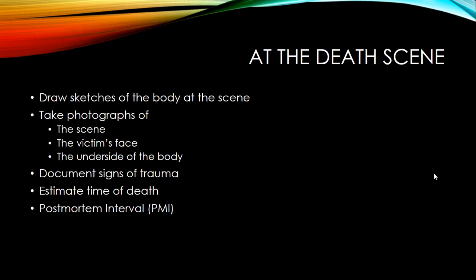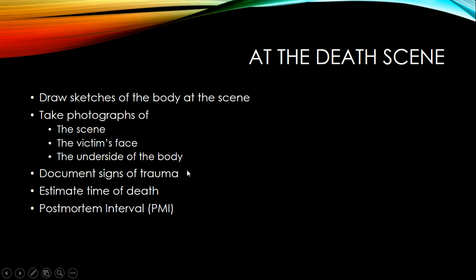Okay, so when you are at the death scene, we're calling it a death scene instead of a crime scene because perhaps it's not a crime at this point. They would draw sketches of how the body was found, but also, most importantly, take photographs of the scene, the victim's face, and the underside of the body. The underside of the body is important because of that livor mortis that we learned about. So the pooling of the blood on the lowest points of the body. After 2 hours, it begins to show that purply bruising. And after 8 hours, it's permanent. And so the underside of the body can tell us if that is the position that the body has been in since death and how long they've been there.